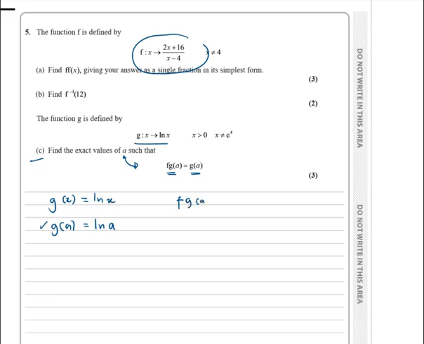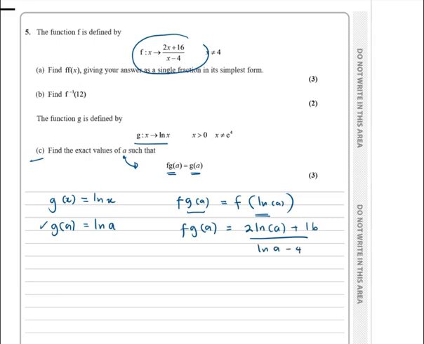Now let us look for f of g of a. f of g of a means that we get the g of a and put it into the f. What's g of a? We know that g of a is the natural log of a. That means f of g of a, this now is your new x value, is 2 ln of a plus 16 over ln of a minus 4.